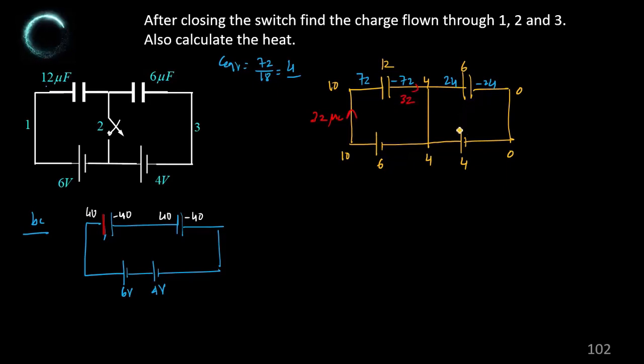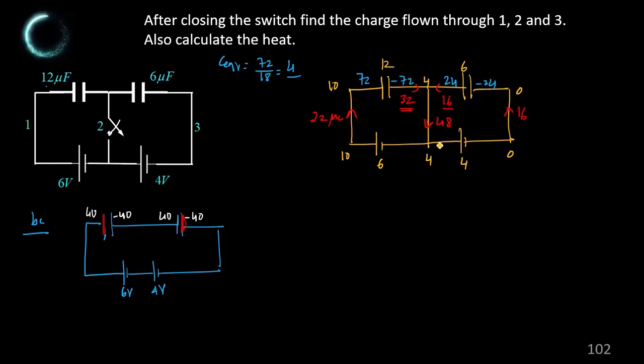Now initially, the other plate is minus 40. Now it becomes minus 24, so some charge has to be added. How much? 16 charge has been added: minus 40 plus 16 means minus 24. So through this part, 16 microcoulomb flows. So the total charge flow is 32 plus 16, which is 48 microcoulomb.